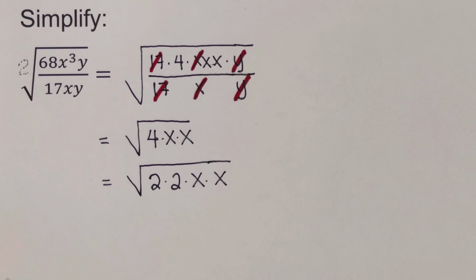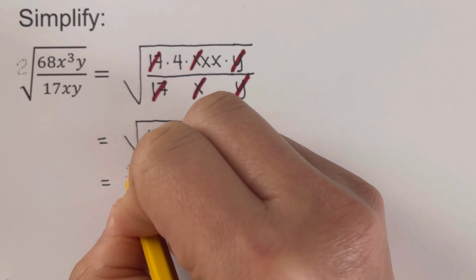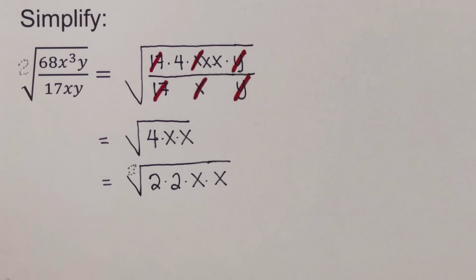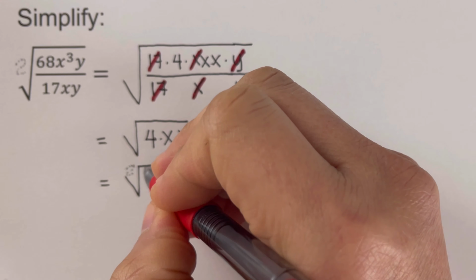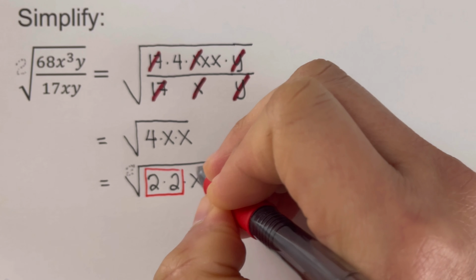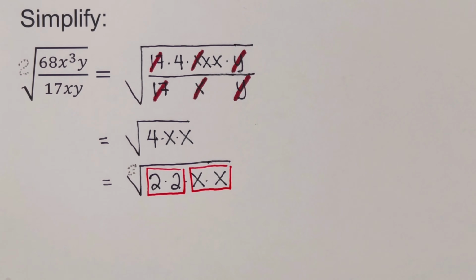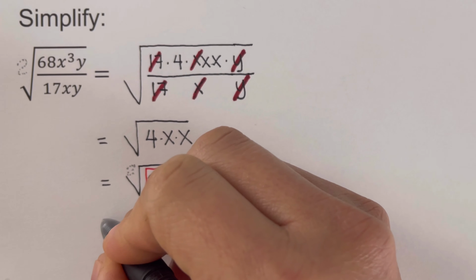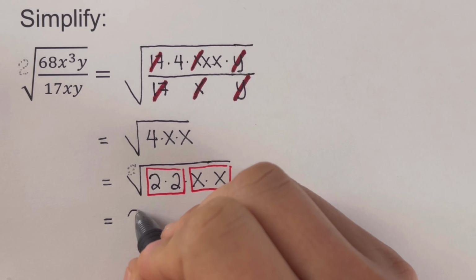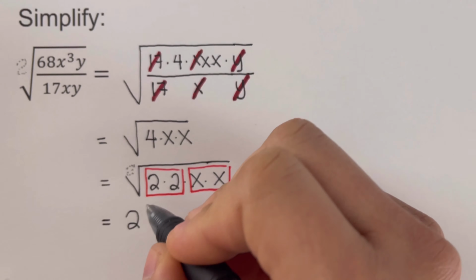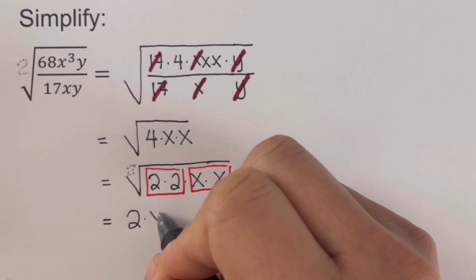Now our next step is to group together the expanded form based on the index. So our index again here is invisible 2. So again, if it's not written in there, that's an invisible 2. So we're going to group them into groups of 2. So there are 2 2's here, and there are also 2 x's here. Whenever we group them together, we write it outside the radical. So this would come out as one group of 2, and then there's another group of x. So I write x right there.